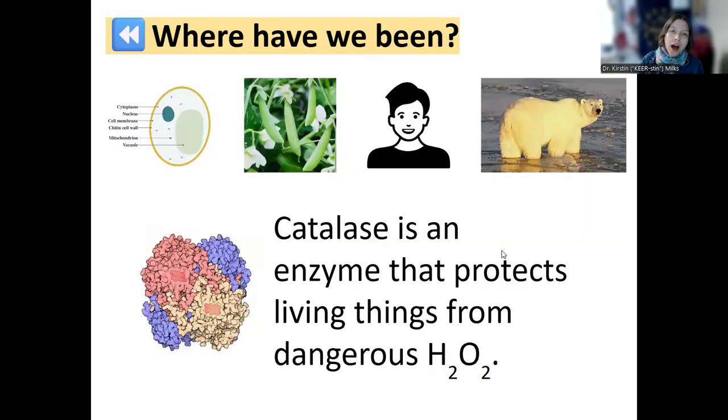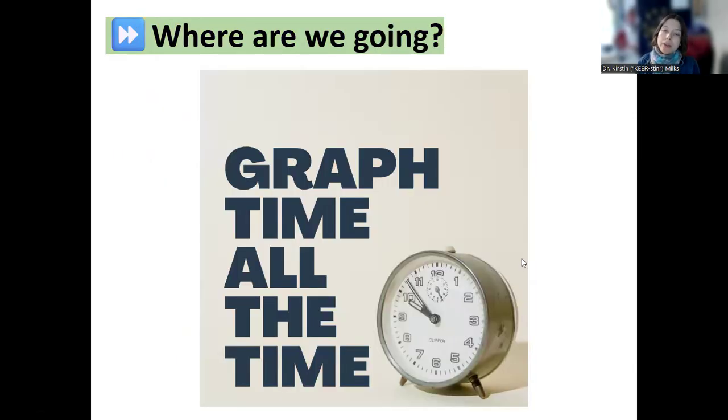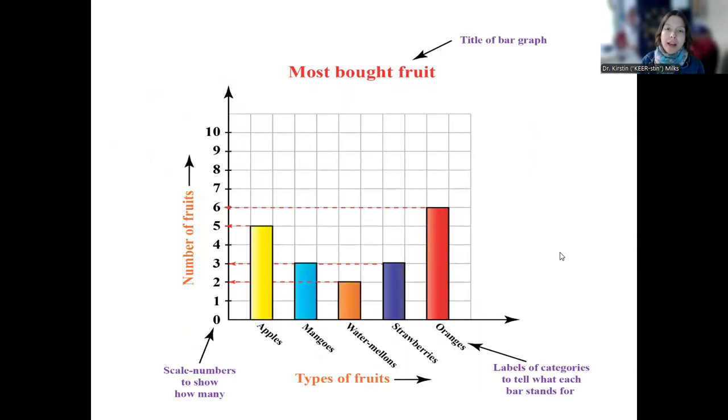And we've learned about catalase, right? Catalase is an enzyme that protects living things from dangerous hydrogen peroxide. Yeast and peas and people and polar bears have this enzyme. And now it's time for graph time. So today, we're going to talk through ideas about graphs and graphing, ask you to make a graph, and answer some follow-up questions about the lab.